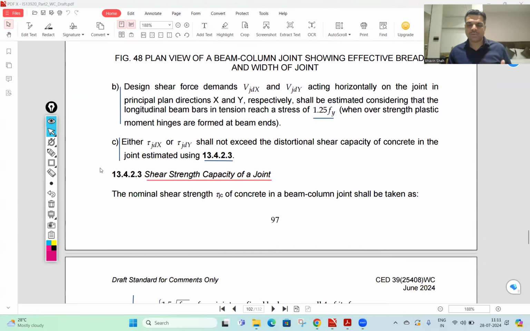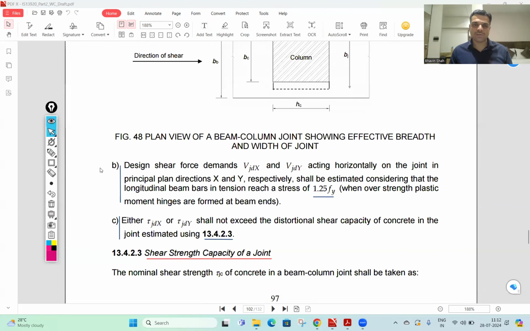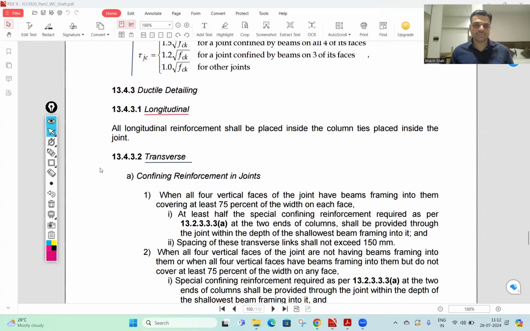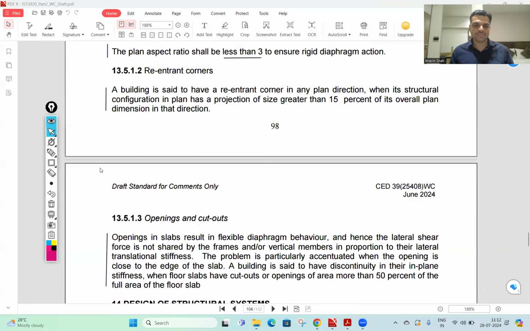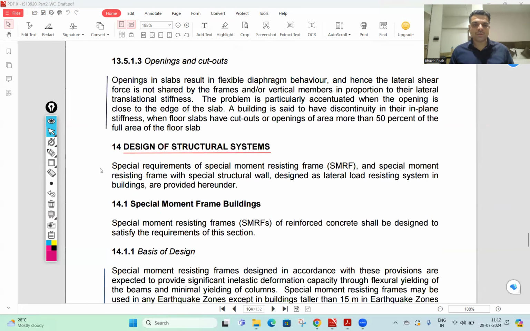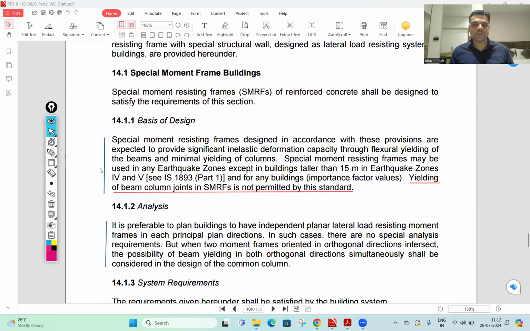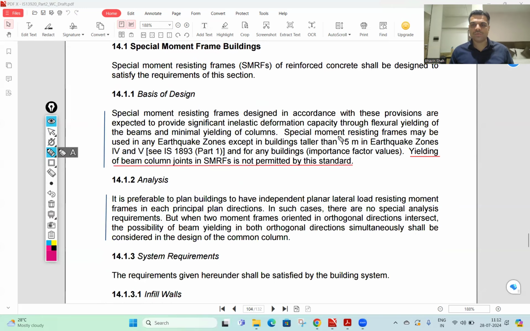So there is a paragraph called distortional shear in the present published standard. I think the same clauses are mentioned here. Design of structure system, special moment frame. Now it is said that the special moment resisting frames may be used in any earthquake zones except in buildings taller than 15 meter in earthquake zones 4 and 5.